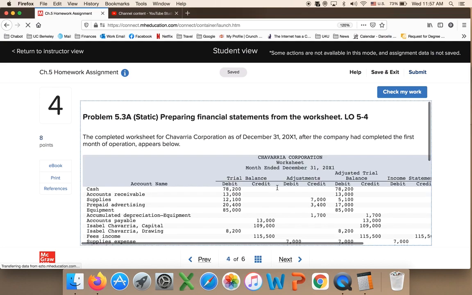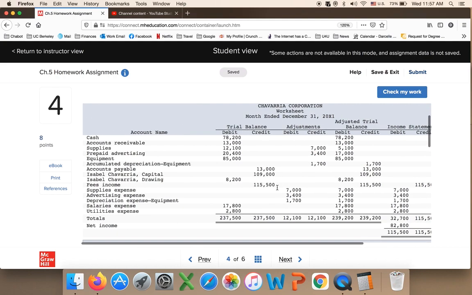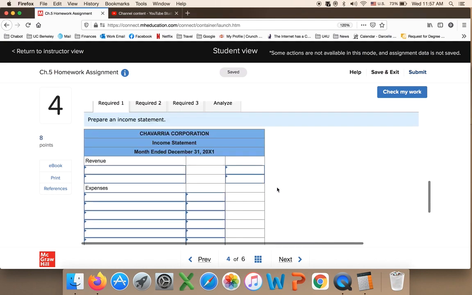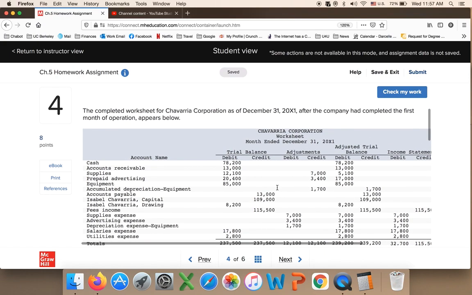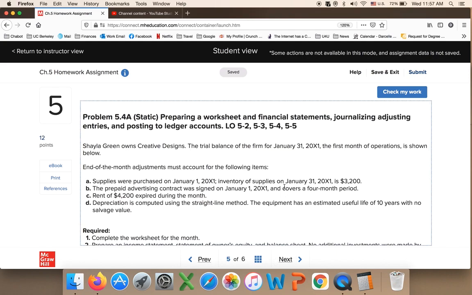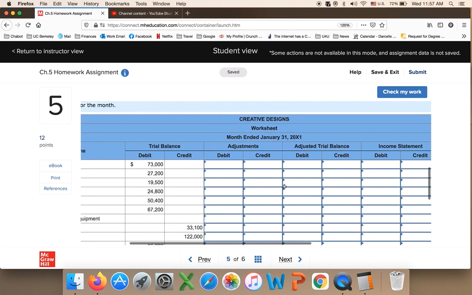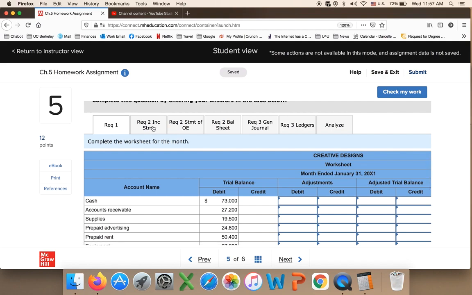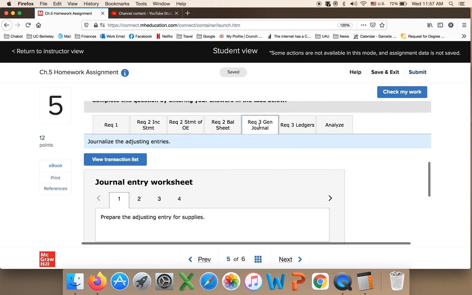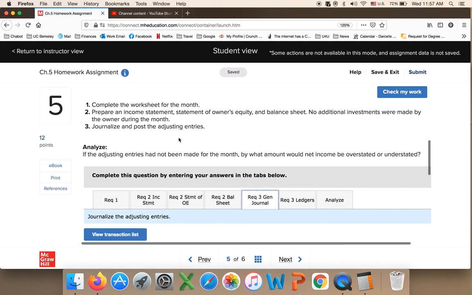And then in number 4, you will use the worksheet to prepare financial statements. You will do it on your own. All the information is in the book, and we've done financial statements. On question number 5, you will do everything. You will prepare the worksheet just like I did right now, and then using the worksheet, you will prepare 3 financial statements, and then you will make adjusting entries and post them. So this is a great problem. For the analyze question, I gave you an answer in the discussion board. So there is an answer.